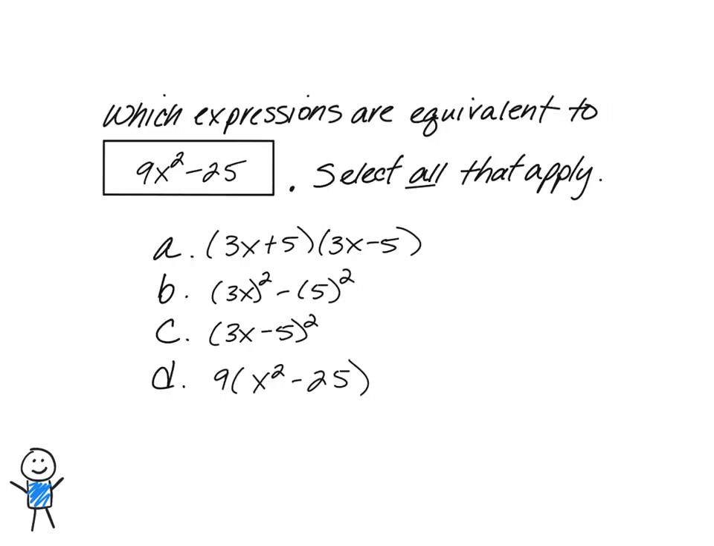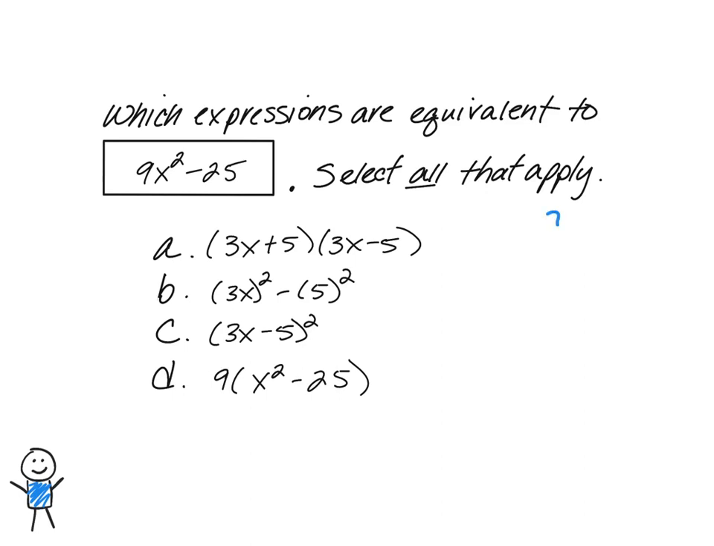In this first example, it says which expressions are equivalent to 9x squared minus 25. Select all that apply. So what I'm doing now is I'm looking at the components and the parts of this function in the question and seeing how I can rewrite it into different forms. Well, I'm going to do that over here in blue.